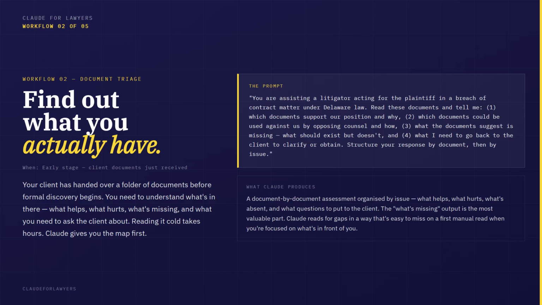The output is a document-by-document assessment organized by issue. What helps, what hurts, what's absent, and what questions to put to the client. The most valuable part of this output is number 3, what's missing. Claude reads for gaps in a way that's easy to miss on a first manual read when you're focused on what's in front of you. The missing email chain. The contract schedule that should exist but wasn't provided. The board minute that should record the decision. That's where this workflow consistently produces something worth acting on before discovery formally opens.